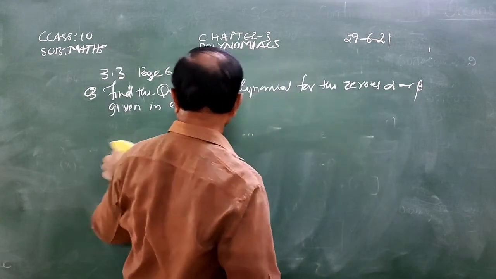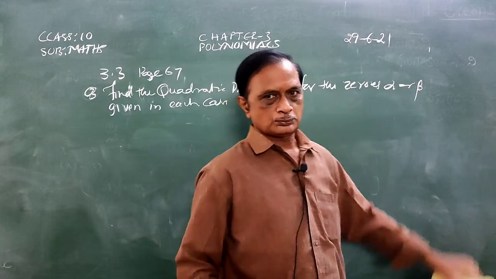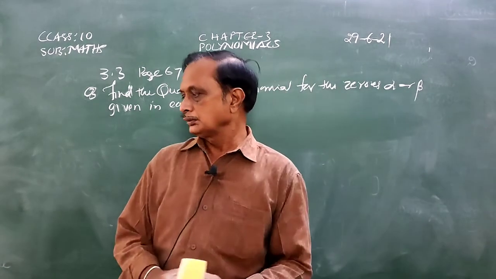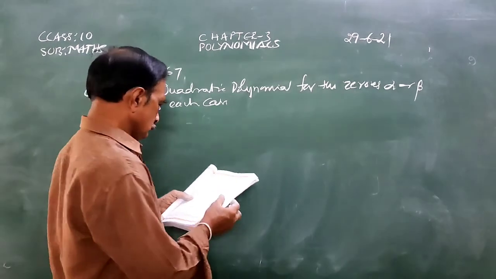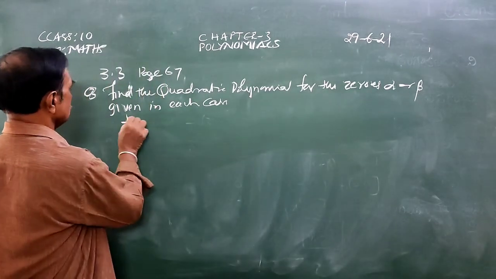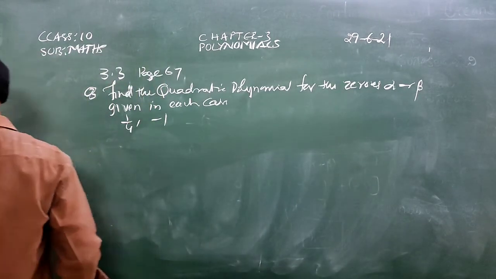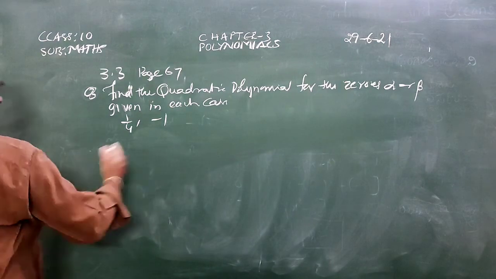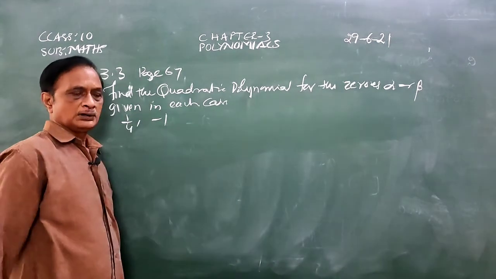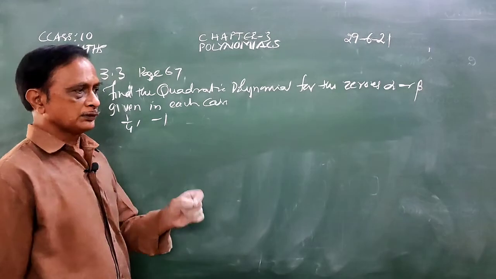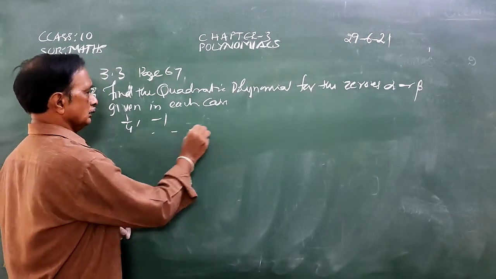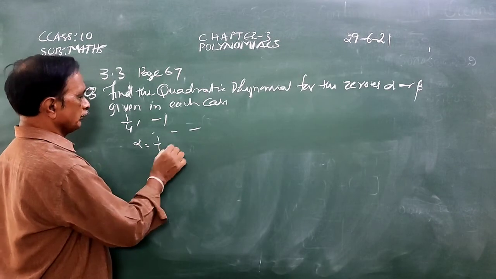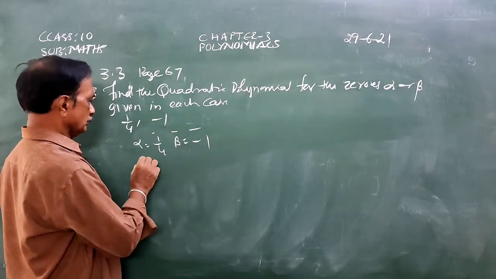Here in this case, zeros are given. Alpha and beta are given, and you are finding the quadratic polynomial, for 1 by 4 and minus 1. You write the same steps. Let ax square plus bx plus c be the required quadratic polynomial and its zeros be alpha and beta. So alpha equal to 1 by 4, beta equal to minus 1.